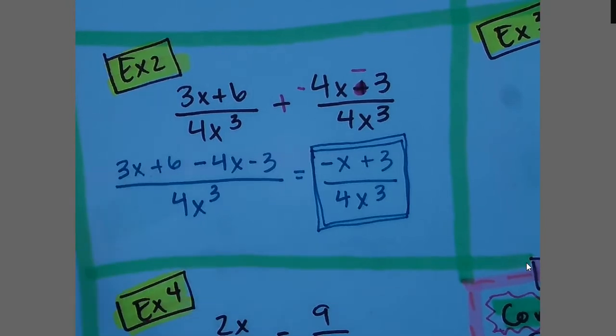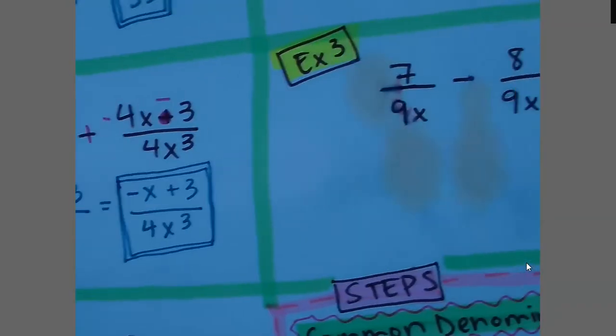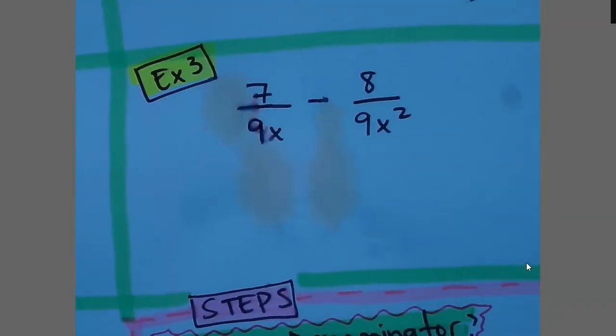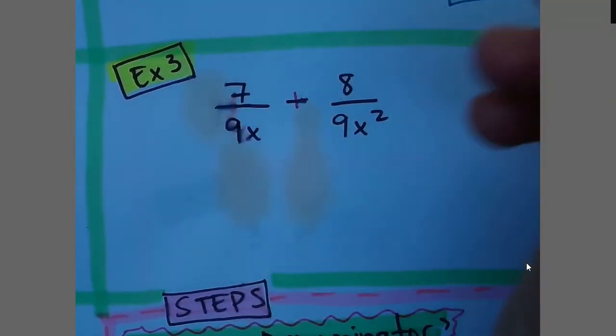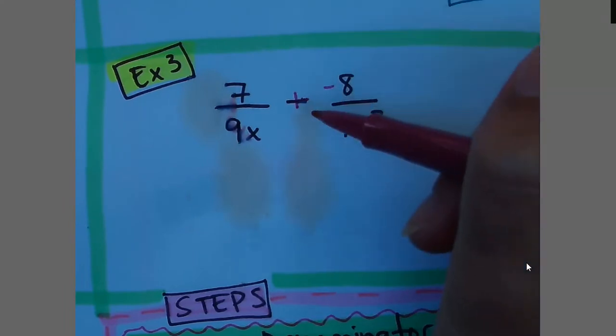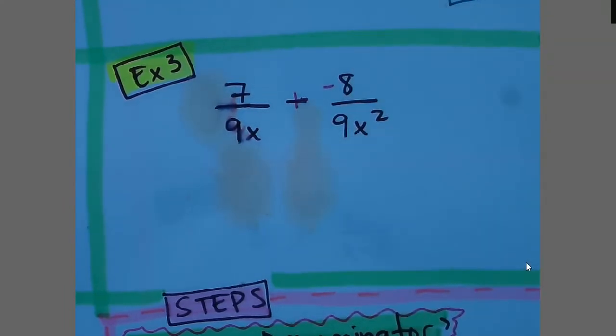All right, example number 3. And I did spill a little bit of coffee on this, but I didn't feel like rewriting it, so hopefully you guys don't mind. Again, the first thing I'm going to do is change this to an addition problem, and I'm going to make this a negative. So I'm really just distributing that negative to the numerator.